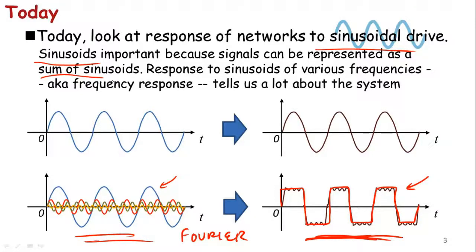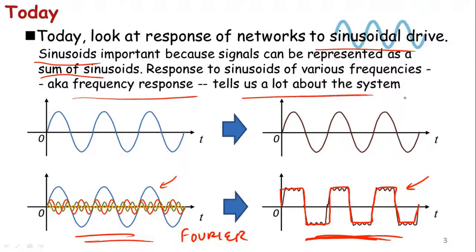Just to recap very quickly, sinusoids are extremely important because signals can be represented as a sum of sinusoids. So in this next sequence, we will study the response of circuits to sinusoids of various frequencies. The response of circuits to sinusoids as a function of frequency is called the frequency response of the circuit. In other words, how does the circuit behave as the frequency of the sinusoid is changed?